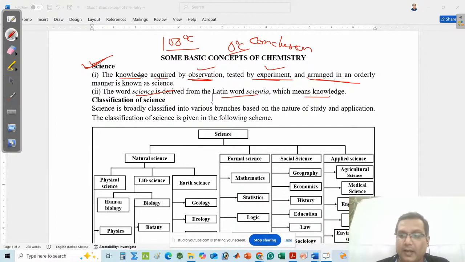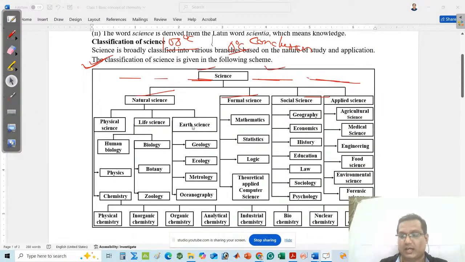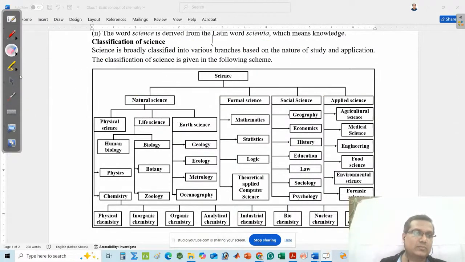There is a scheme present here. You can see the scheme here. This is the scheme which shows the classification of science. Here you can see that there are four types of science: one is natural science, next is formal science, next is social science, next is applied science.